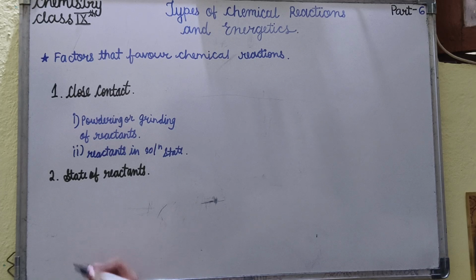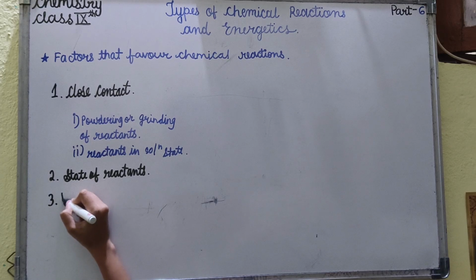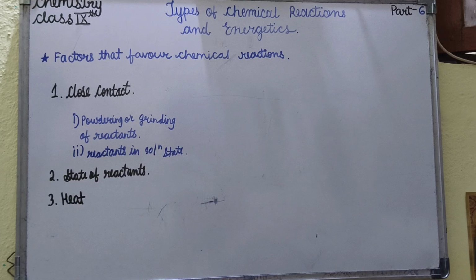Third is heat. Most of the reactions are brought about by heating the reactants together. Heating initiates the reacting particles to move faster and collide more frequently and result in product formation. Like N2 plus O2 on heating at 3600 degrees Celsius, 2NO nitrogen oxide is formed.